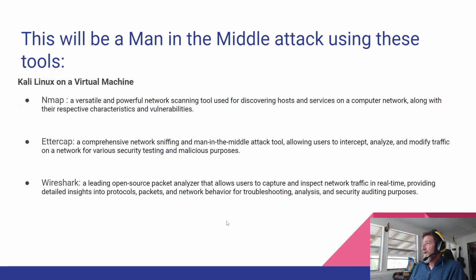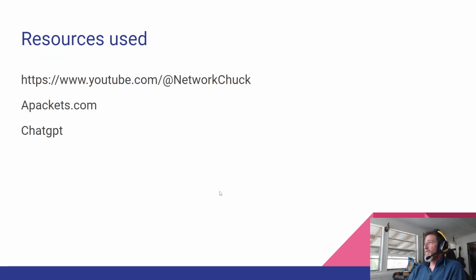The tools and resources we'll be using for this are, of course, Kali Linux on a virtual machine. We'll be using nmap, Ettercap, which is an ARP poisoning tool, and Wireshark to read the packets and information. And other resources used, of course, the YouTube channel NetworkChuck. If you haven't gone and seen NetworkChuck, he is amazing. You definitely got to check that out.